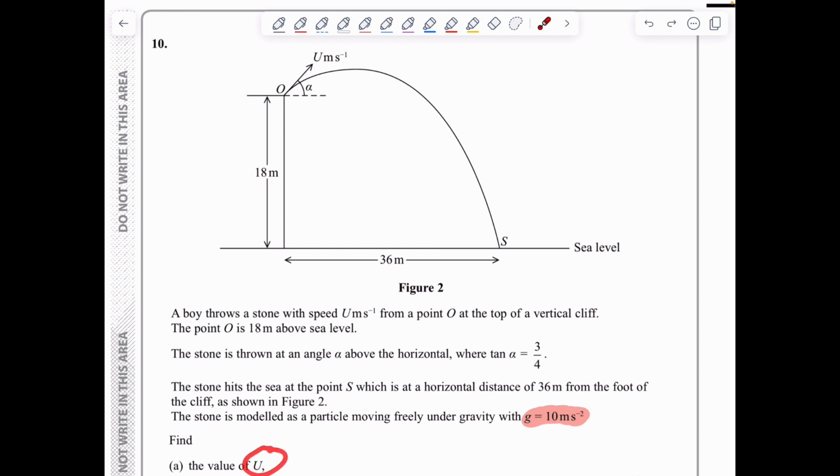Well, I will start with the triangle. Tan alpha is 3/4. It's a 3-4-5 triangle, which means that sine alpha is 3/5 and cos alpha is 4/5.